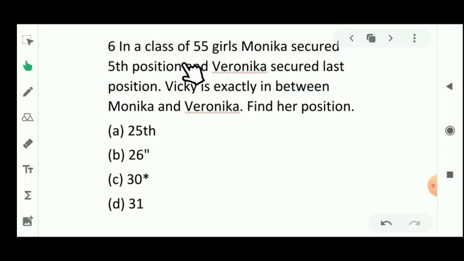Question number 6 is: in a class of 55 girls, Monica secured 5th position and Varnika secured last position. Vicky is exactly in between Monica and Varnika. Find her position. These are the options which are given in the question.